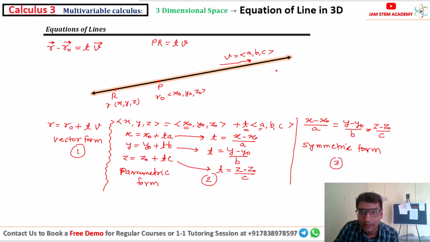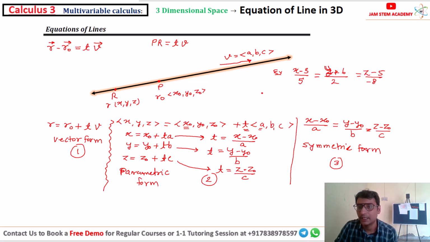For example, in a question, if they say that there is a line having the equation (x minus 3) over 5 equals (y plus 6) over 2 equals (z minus 5) over minus 8. Let's say we have this equation of line. So from here, what can you say? Your direction vector, or any vector parallel to this line, is 5, 2 and minus 8, the denominator part.